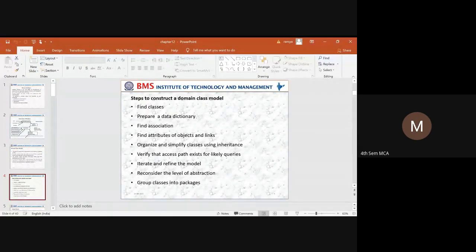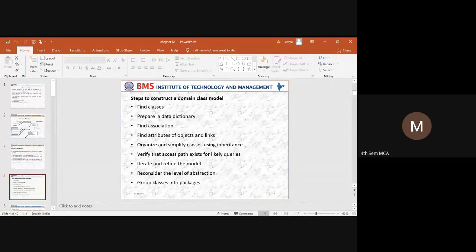So the next thing is we need to prepare a data dictionary, then find the associations. After finding the associations, we need to organize and simplify the classes using inheritance.